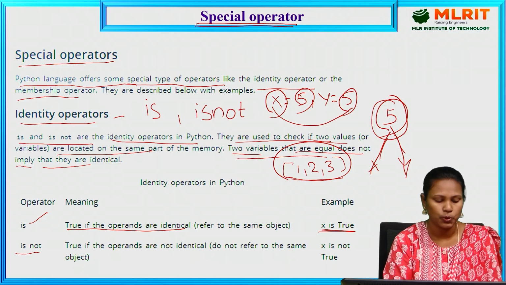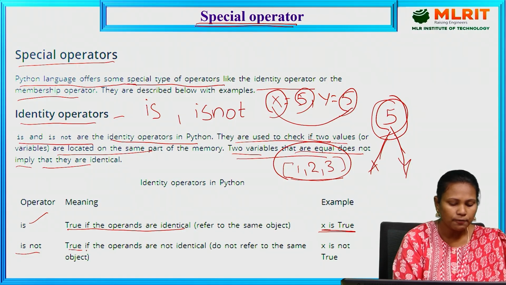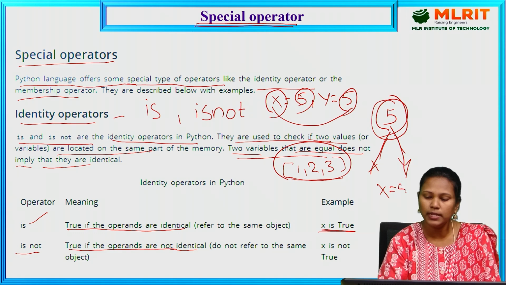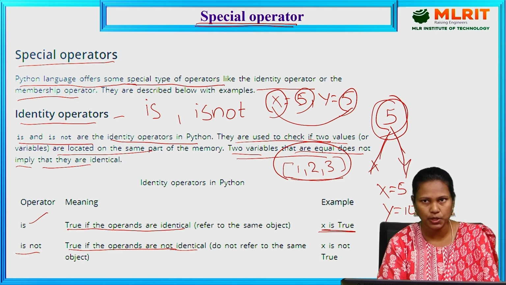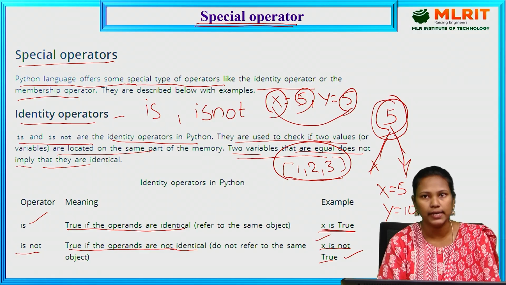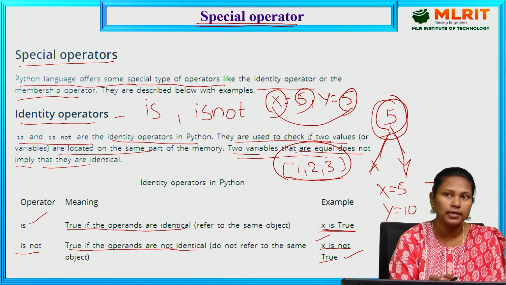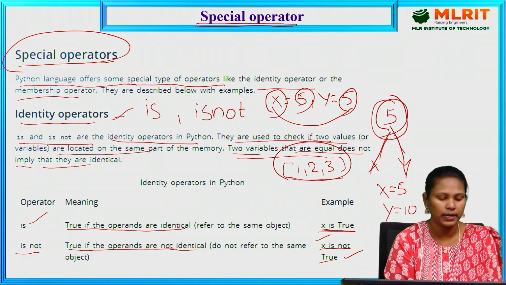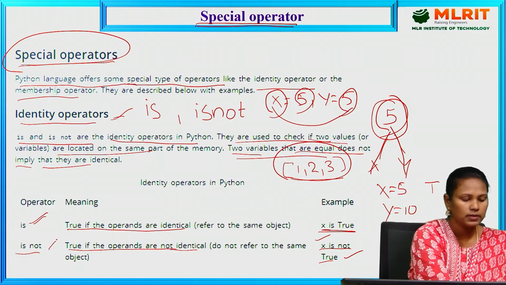Is not is true if the operands are not identical. So x is stored in one location and y is stored in some other location. In that case, it shows true. x is not y is true because x is stored in one location and y is stored in another location, since they are not identical. So these are the special operators. We have the first one, identity operators, is and is not.